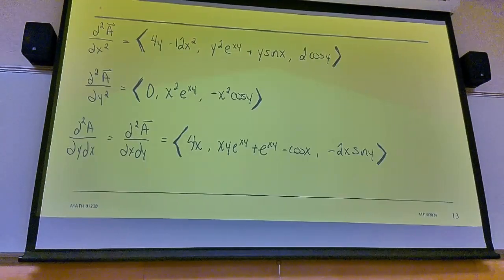All right, so nothing new, right? This is what we did in partial derivatives, which was between exam 1 and 2.